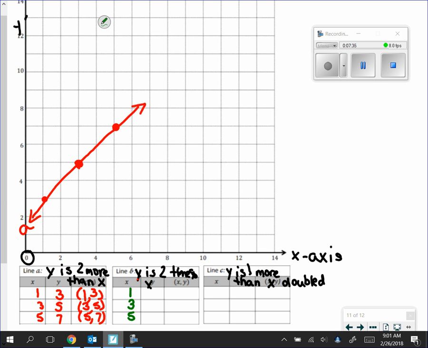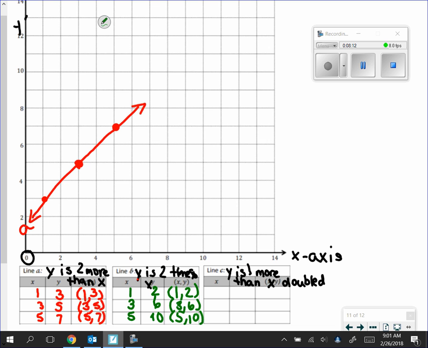So 1 times 2, because it's 2 times. 1 times 2, what do I get? 2. 3 times 2. 6. 5 times 2. 10. So here, my coordinates, I get 1, 2, 3, 6, 5, 10. It almost sounded a little bit intimidating when we started, but is it as intimidating as it sounded?